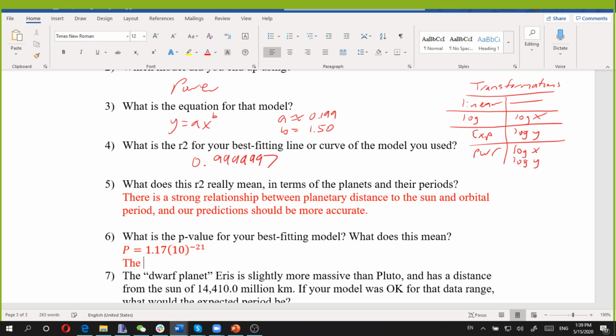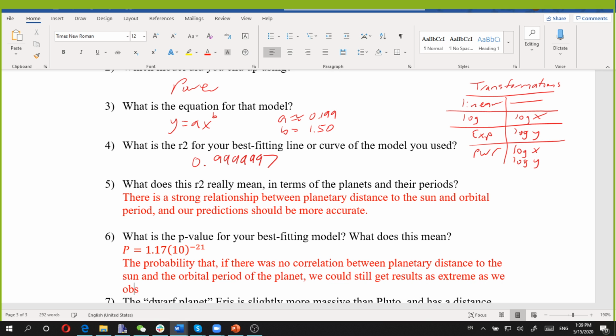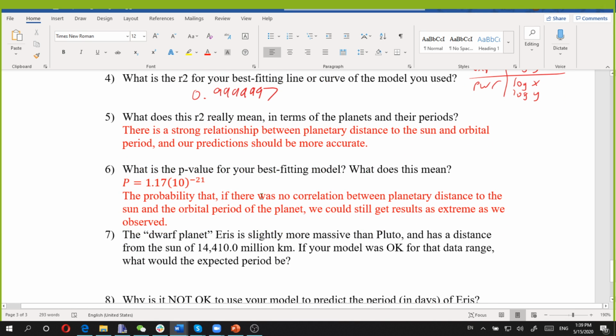Okay, so the probability that if there was no correlation between, in this case, planetary distance to the sun and the orbital period, we could still get results as extreme as we observed. Okay, so the probability is extremely low that this could happen by random chance.